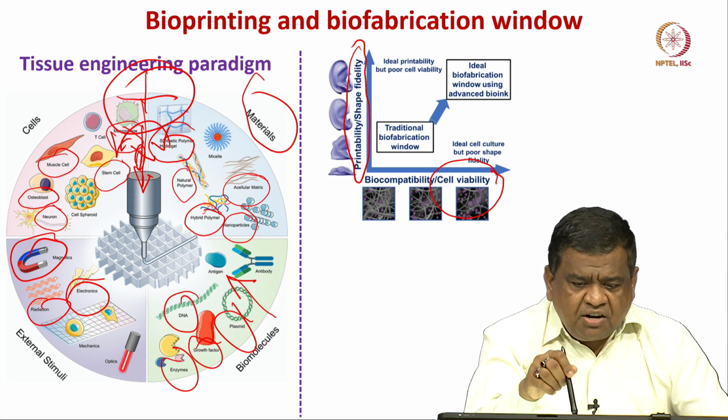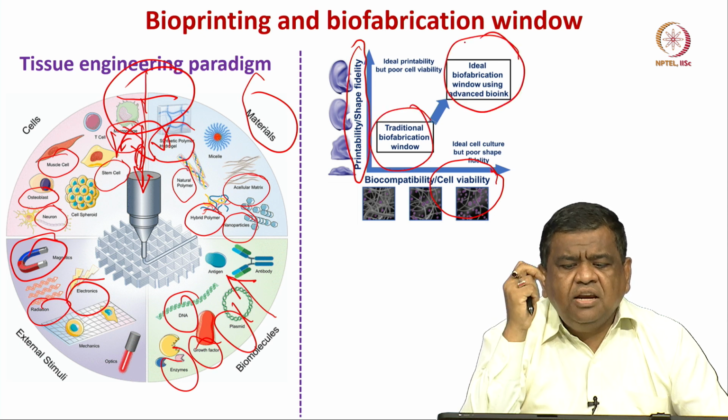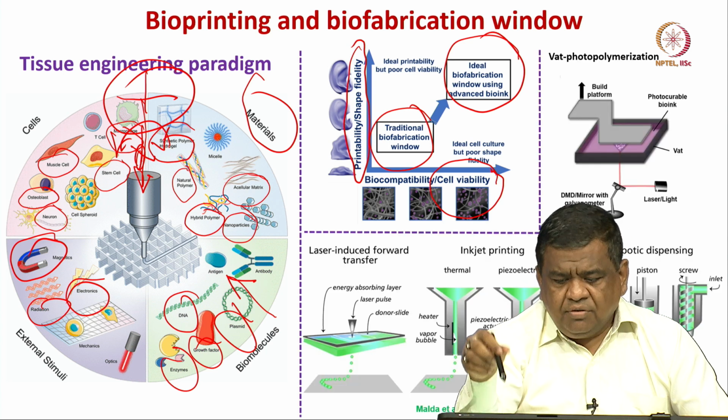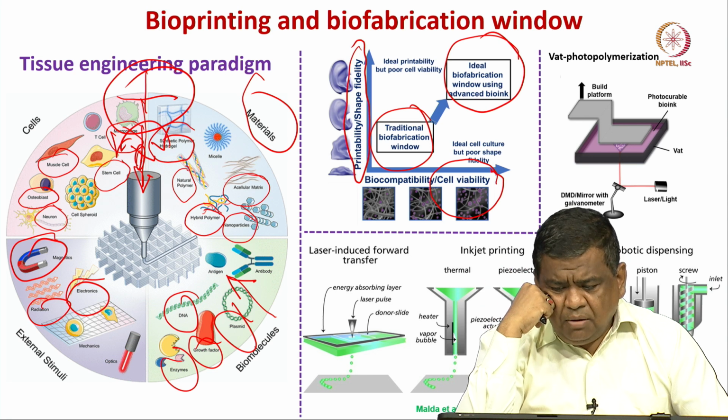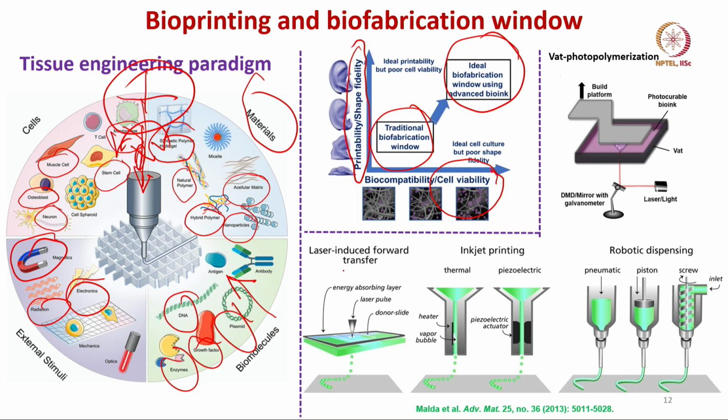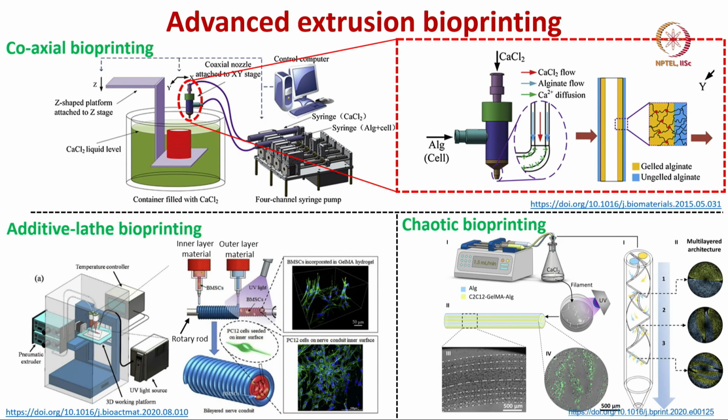Okay. And this is the traditional biofabrication window, and there is an ideal biofabrication window using advanced bioinks. So, you have different types of 3D printing techniques where we can use hydrogels, laser-induced forward transfer, and inkjet printing that I have shown you before, inkjet thermal and piezoelectric, VAT photopolymerization and robotic dispensing. So, this is advanced extrusion 3D bioprinting. These are three types of very advanced 3D extrusion bioprinting techniques that I have shown you.